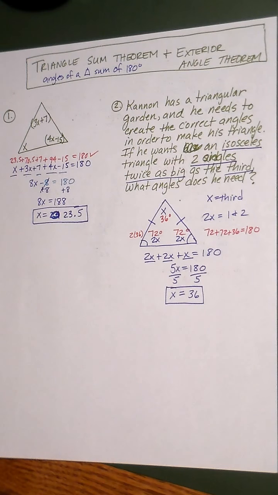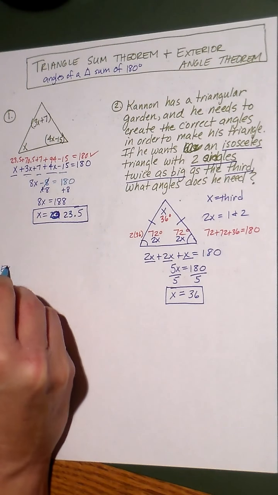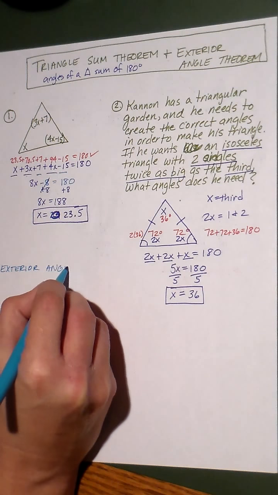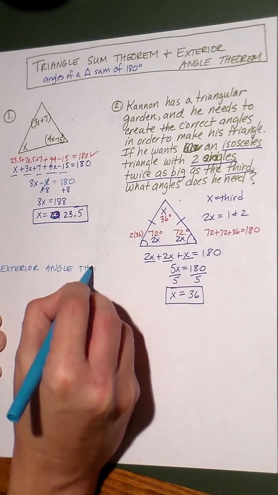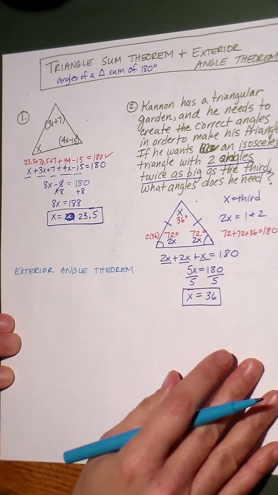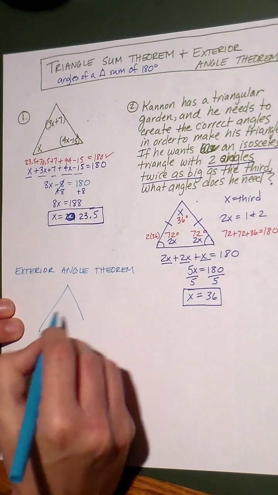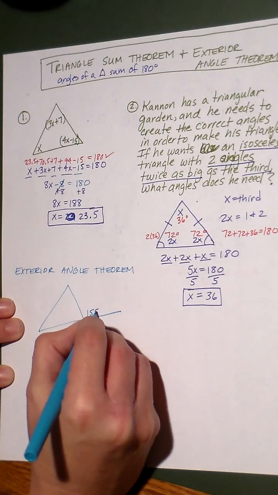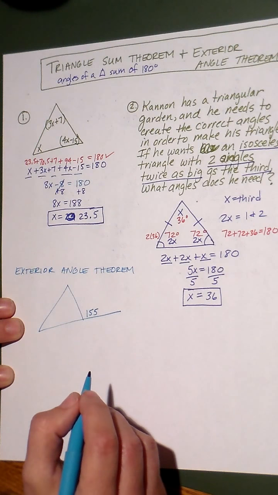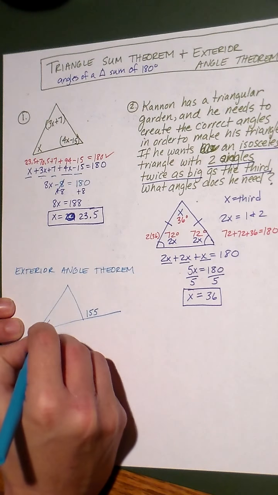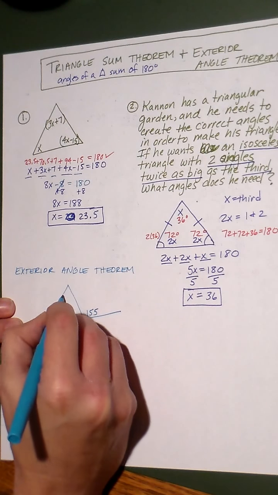Now the exterior angle theorem is something that we talked about briefly. Well, not briefly, but as far as calling it the exterior angle theorem, we actually just used it. When you've got a triangle and you've got an exterior angle out here, so let's say this is 155, okay, that's an exterior angle. And then on the inside of the triangle, let's say this is x and this is 65.